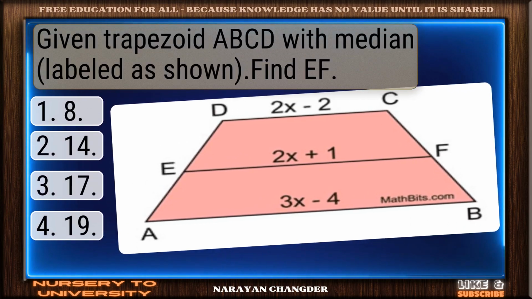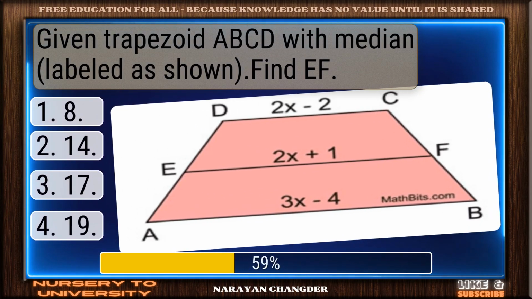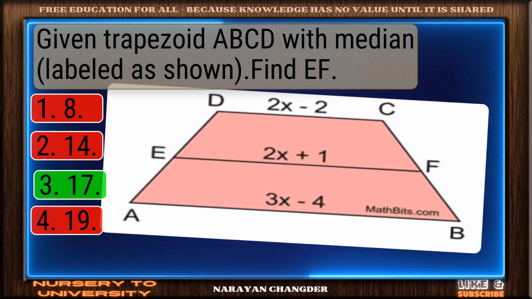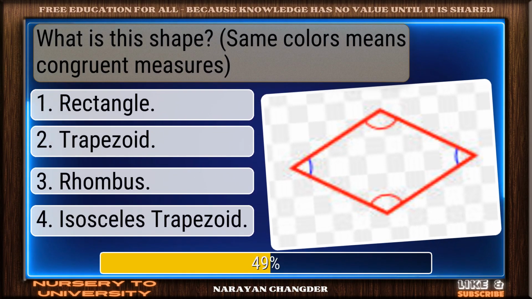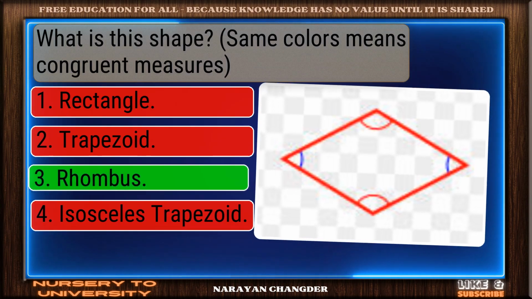Question number 13. Given trapezoid ABCD with median, find IF. Great thinking. 17 is the right choice. Question number 14. What is this shape? Bravo. Rhombus is the answer.